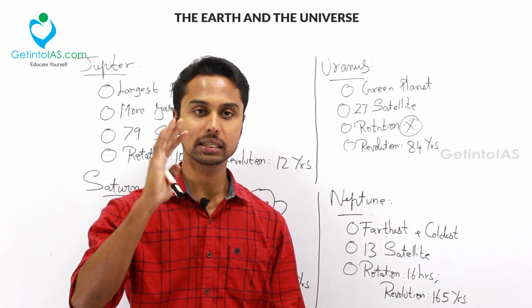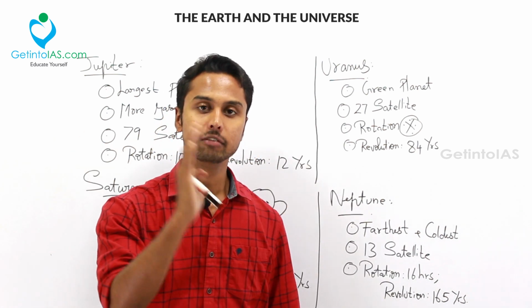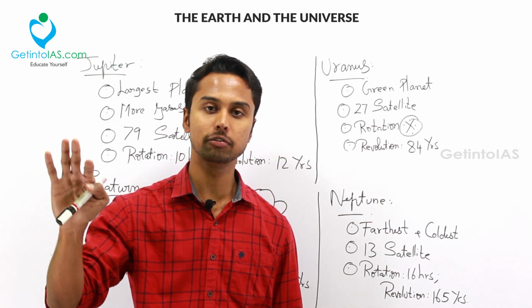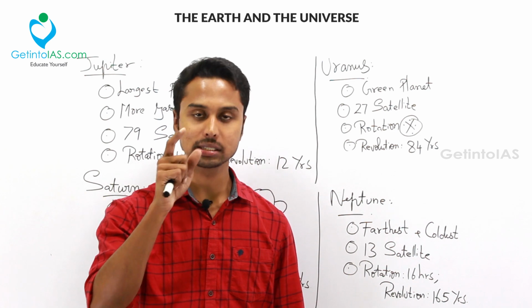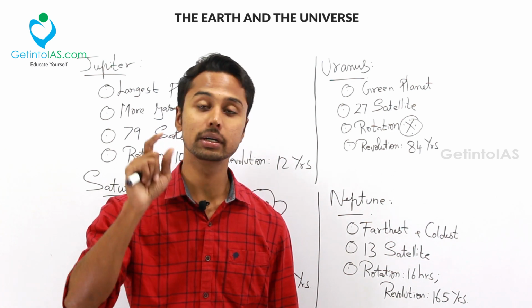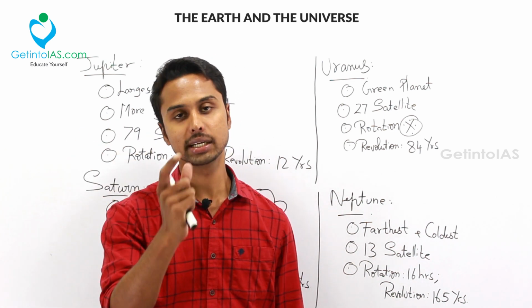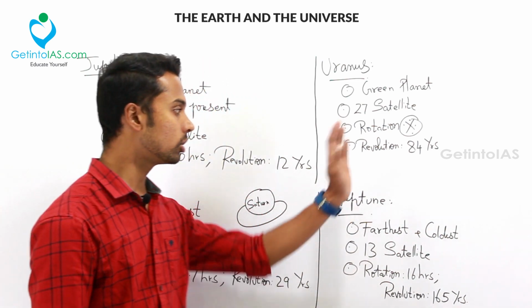So there are some conditions for a planet like this. When these conditions are not fulfilled, then the status of planet will be removed. That's what happened with Pluto. Pluto did not meet these conditions, so the status has been removed. Okay, so these are about the planets.